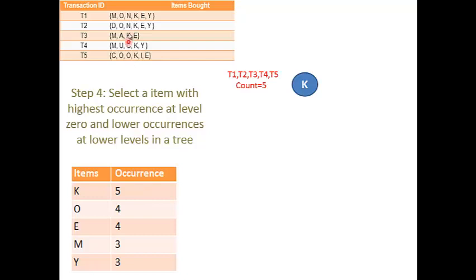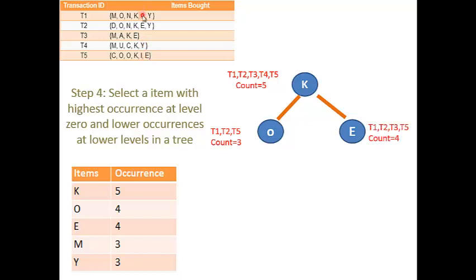It appears in transactions T1, T2, T3, T4 and T5. So its count is 5. Now we select the next elements, O and E, that have lower occurrences than K, in the next level. O occurs in transactions T1, T2 and T5, so its count will be 3. E appears in transactions T1, T2, T3 and T5, so its count will be 4.